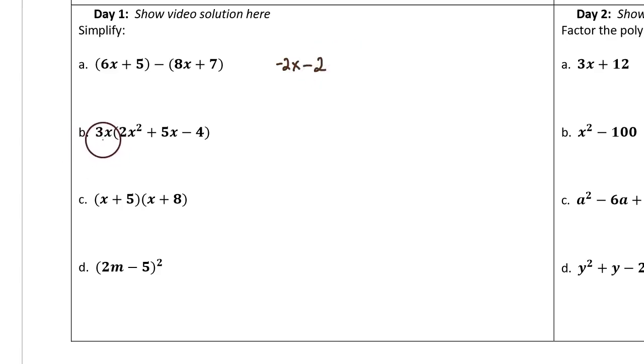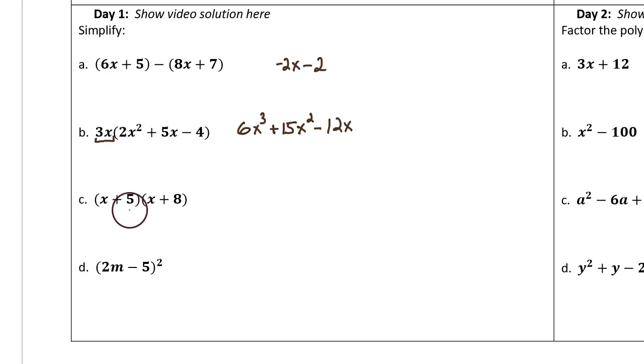Question B, we have the monomial 3x, and it's being multiplied to a trinomial. This is done with the distributive property. Take the 3x, multiply it to the 3 terms in the parentheses. 3x times 2x squared is 6x cubed, and then 3x times 5x is positive 15x squared, and finally 3x times minus 4 is a negative 12x.